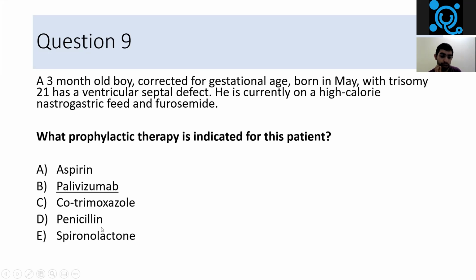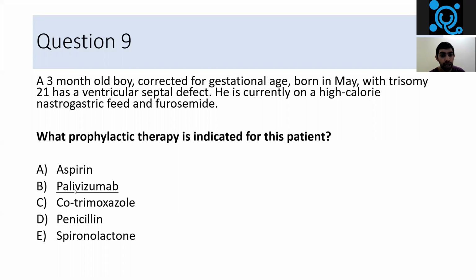Cotrimoxazole, we wouldn't really give that as prophylaxis. There's no reason to, from a cardiac perspective at least, to protect him from that front, and likewise penicillin. Patients who often get penicillin are those who are asplenic. And then spironolactone wouldn't be given as prophylactic therapy either, but it could be used as an adjunct for his heart failure if furosemide alone doesn't do it.